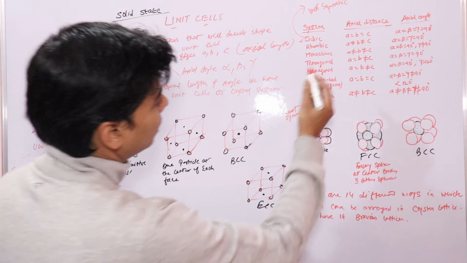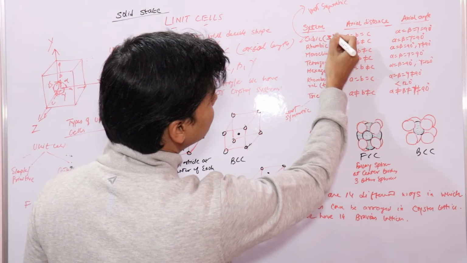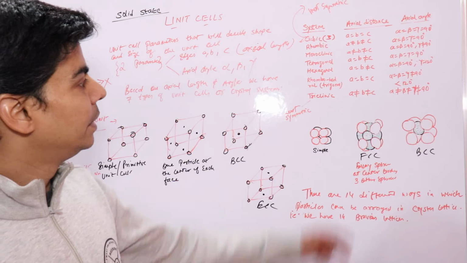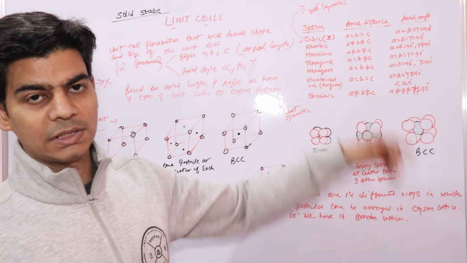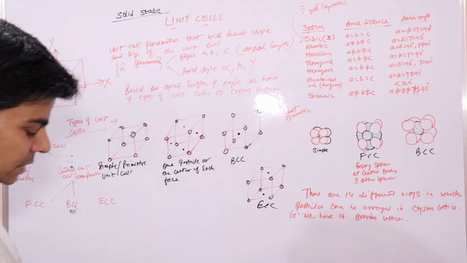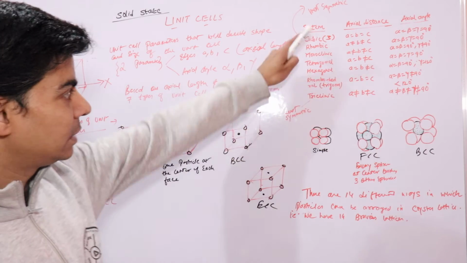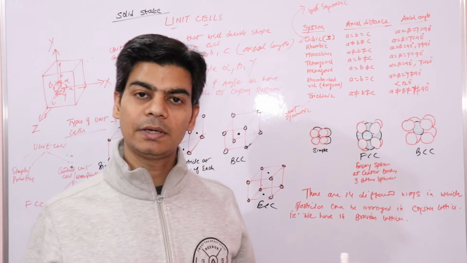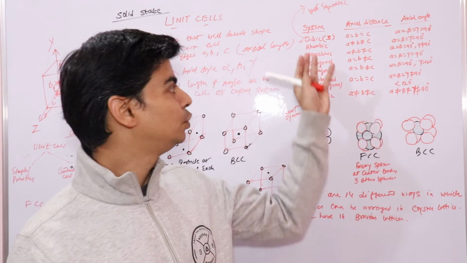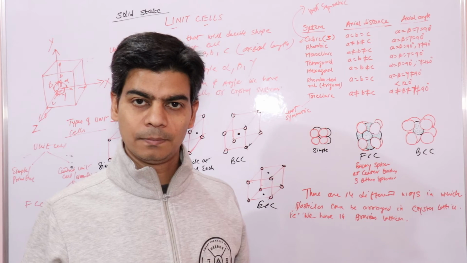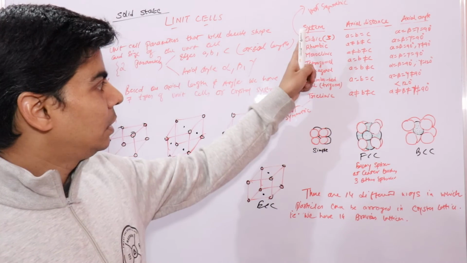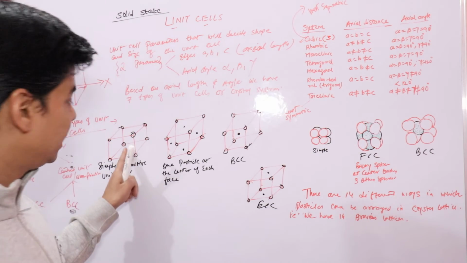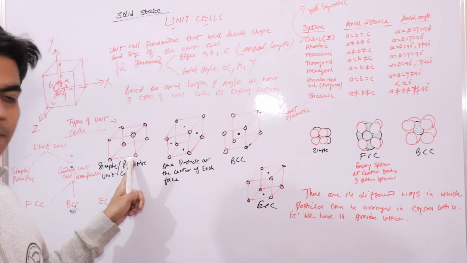So we have three ways in which particles can be arranged in cubic crystals. So we say that we have three lattices. In short, there are three lattices of cubic crystal systems. One particular arrangement corresponds to one lattice.